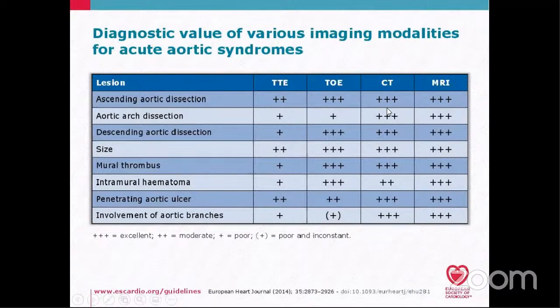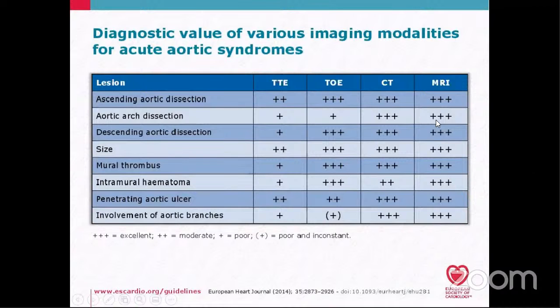The transesophageal echo will actually be a little bit low regarding the aortic arch, but it will show you the ascending, it will show you the descending, the size, the thrombus, the hematoma. So it can be used in the emergency situation or when the patient is unstable to perform the CT.